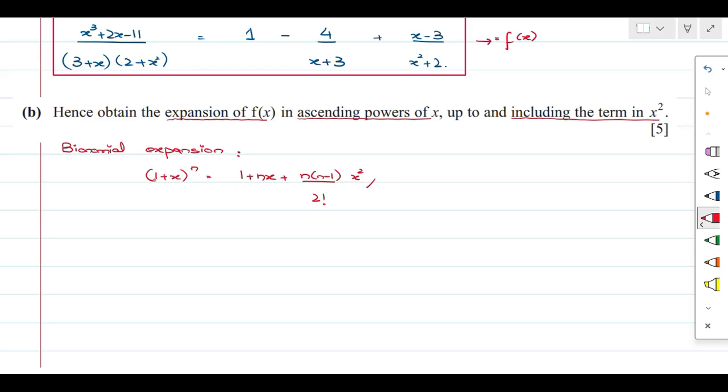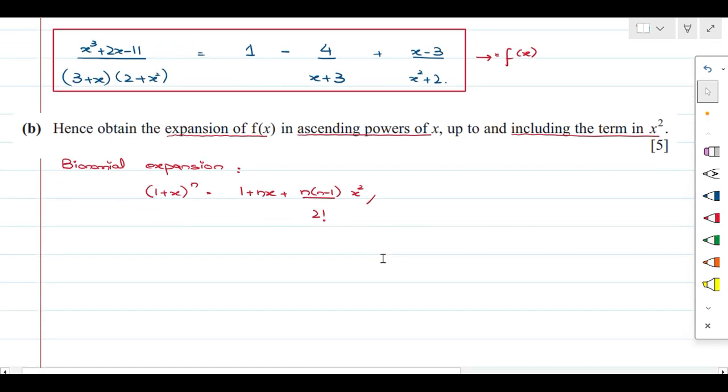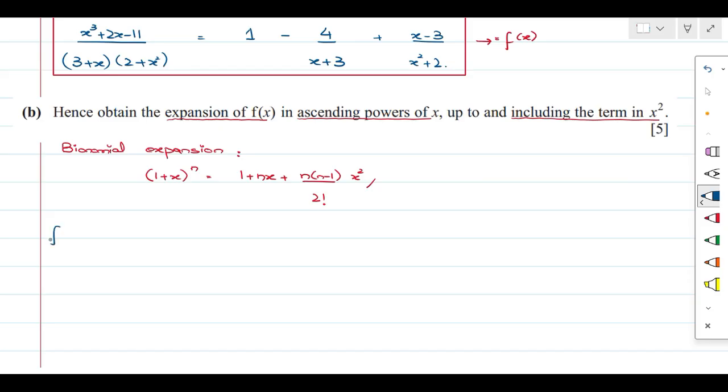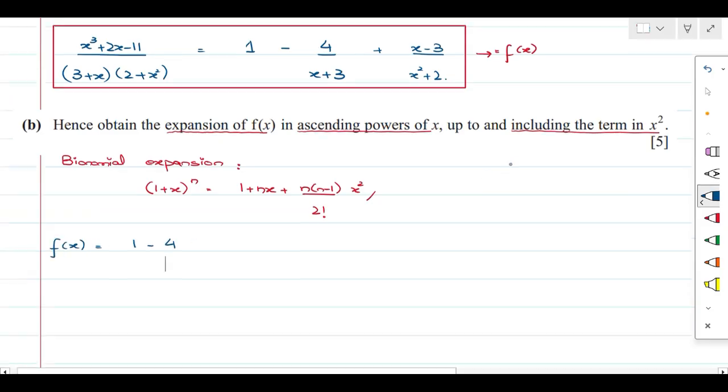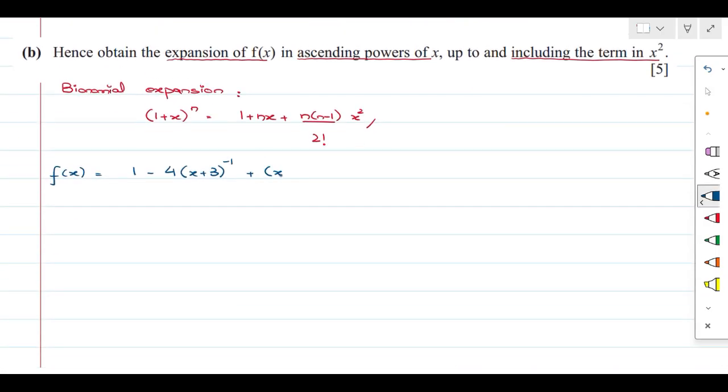So in binomial expansion, the first term should be 1 and the second is your x, the function of x. Okay, so this is your f of x. We have to expand this f of x. So we can write f of x as 1 minus 4 over x plus 3. When you shift x plus 3 to the numerator, it becomes power minus 1, plus x minus 3, and we have x square plus 2, its power is minus 1.